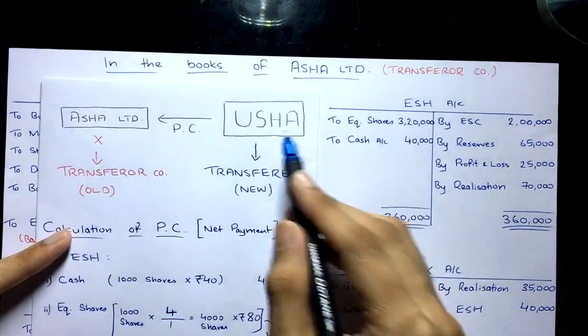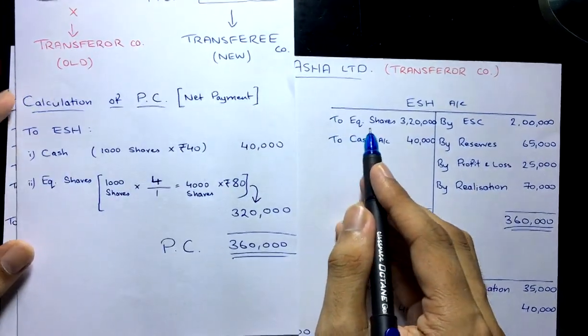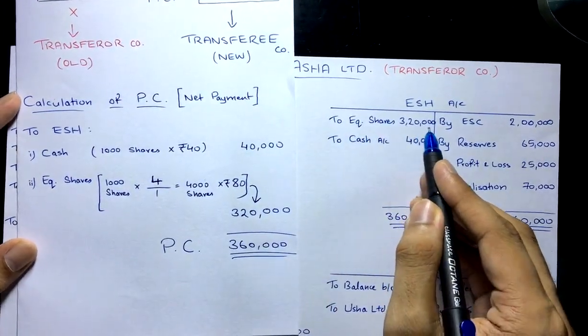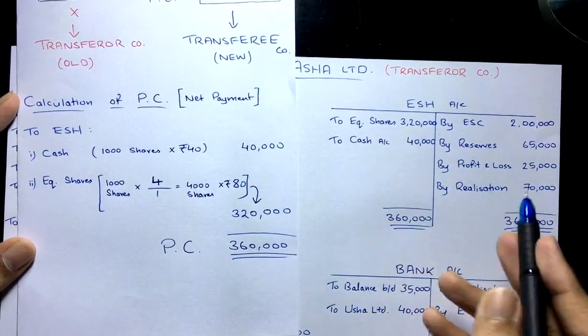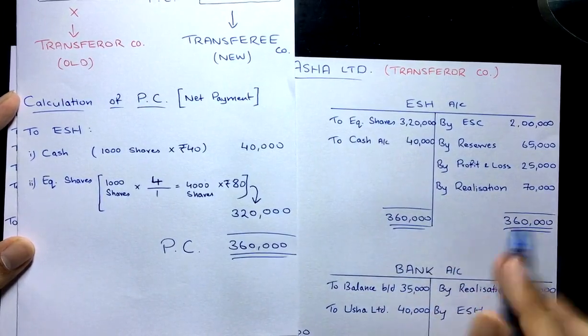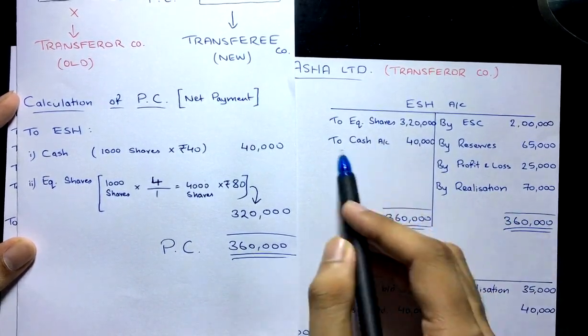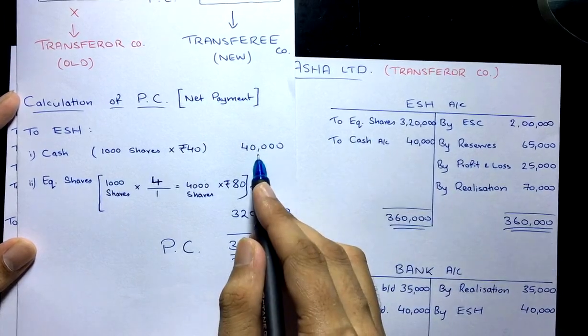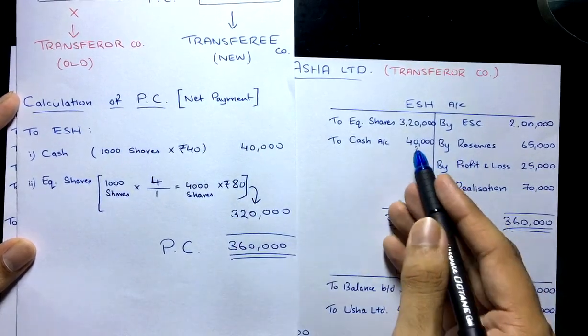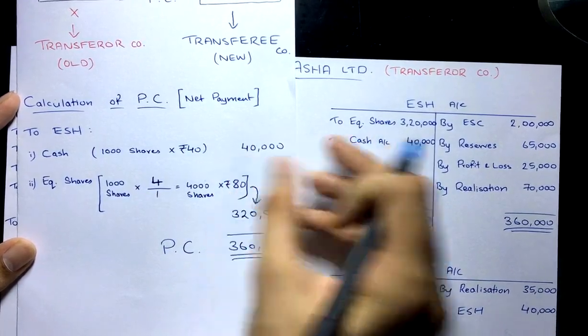They got shares of Usha Limited, right? So 2 equity shares of Usha Limited, 3,20,000. The exact amount, yes, 3,20,000. And then you have to balance this account, you have to tally this account, and the balancing figure would be cash. Sometimes it can be equal to this 40,000, or sometimes it can also be more. So that is why don't take this directly as 40,000 over here.